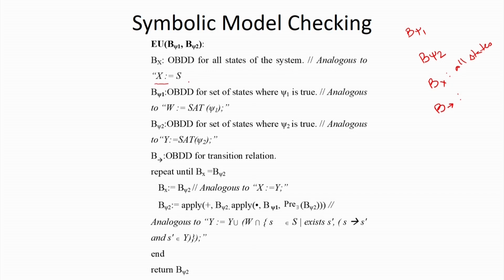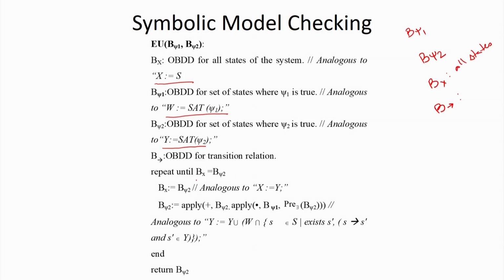So, Bx is the OBDD representation of the system. This is analogous to x equal to s. If you compare with our model checking algorithm, B psi 1 is the OBDD representation of the set of states where psi 1 is true. This is analogous to w, the set of psi 1. B psi 2 is the BDD or OBDD representation of the set of states where psi 2 is true. So, this is analogous to y equal to the set of psi 2, and B arrow is the OBDD representation of the transition relation. So, these are the 4 BDDs we are using.